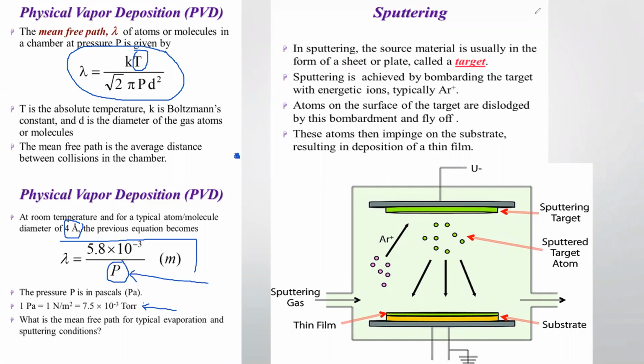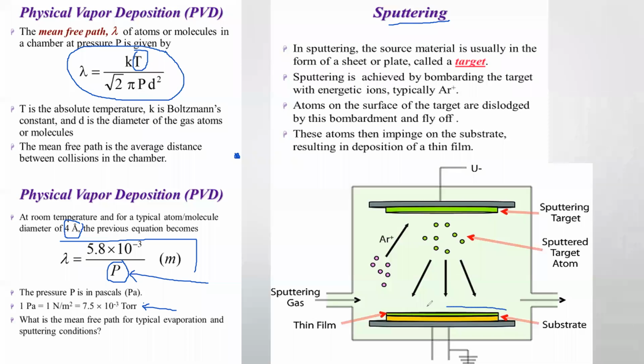Now let us focus on ion sputtering. In sputtering, the source of material is usually in the form of a sheet or plate.